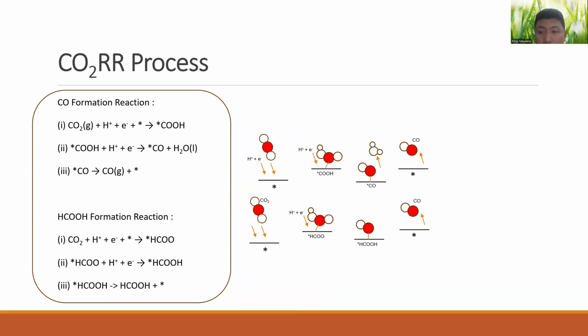Both reactions involve carbon dioxide reduction by the addition of electrons and protons. The product depends on the intermediate formed on the catalyst surface. The COOH intermediate leads to CO production, and the HCOO intermediate leads to formic acid production. The catalyst surface, denoted by the star, where these intermediates adsorb, plays a crucial role in determining the reaction pathway and product selectivity.